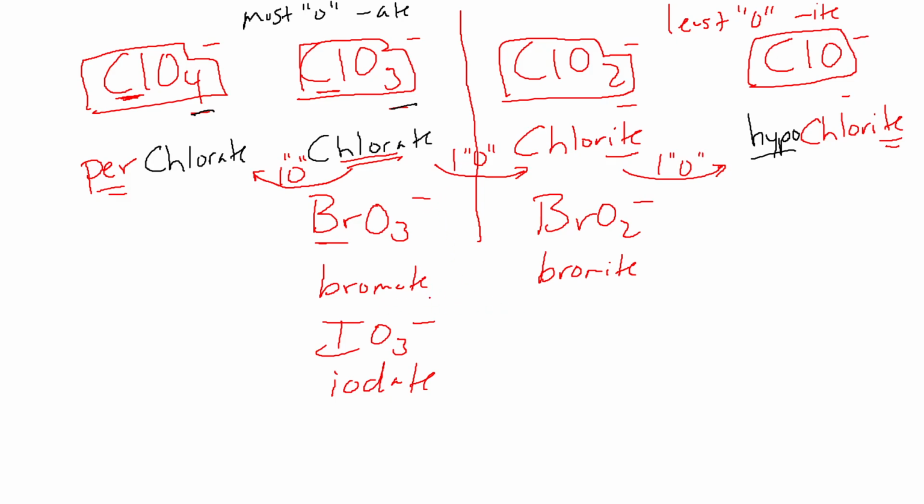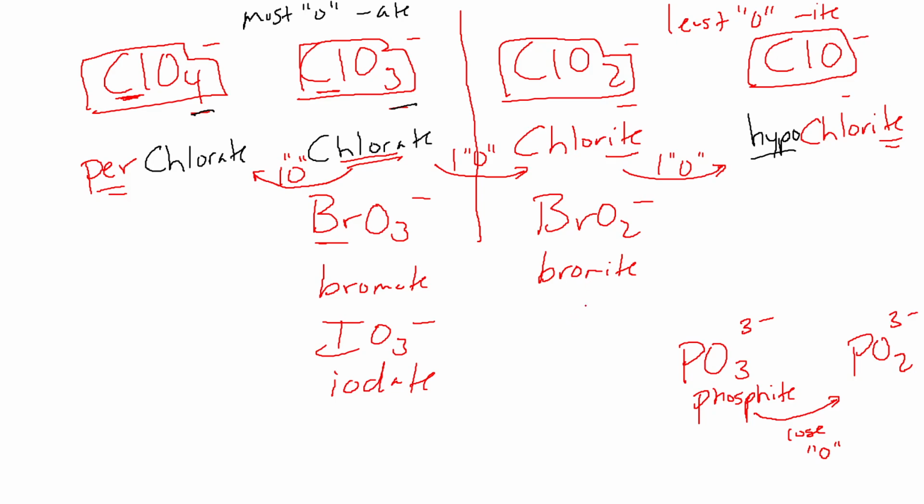So how could that be beneficial? I don't know. If you say remembered PO3 3 minus, that is, my friend, phosphite. Now, if I lose an oxygen or take off an oxygen, I'm left with PO2 3 minus. Again, nothing else changes but the number of oxygens. So that is the least number of oxygens. That's going to be hypophosphite. I run out of room there.